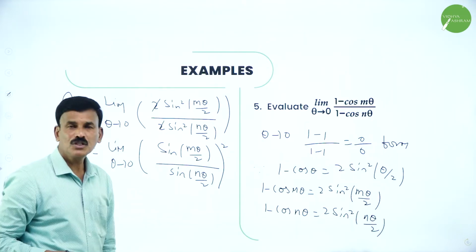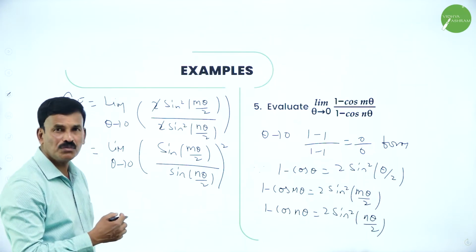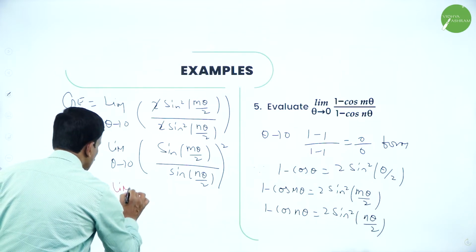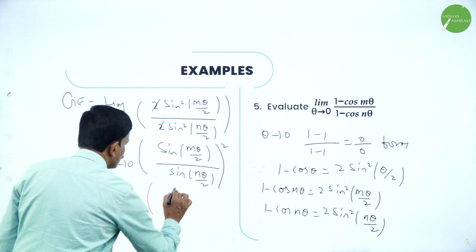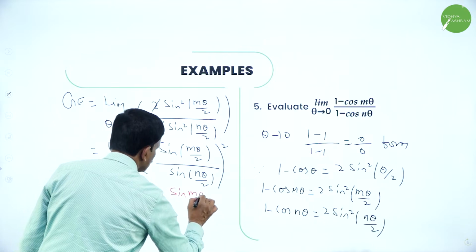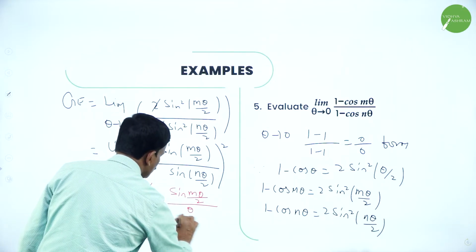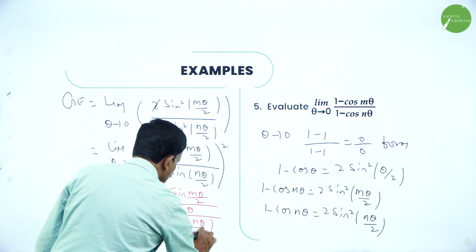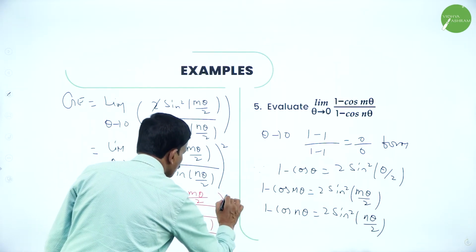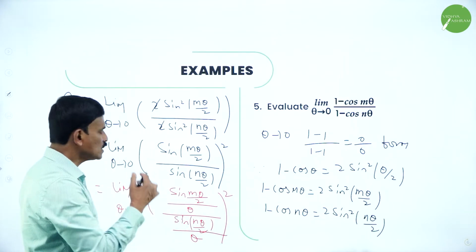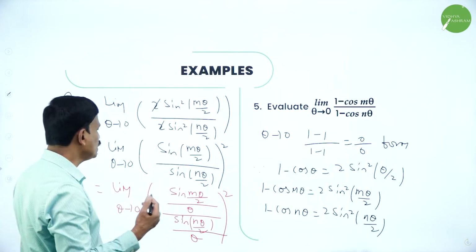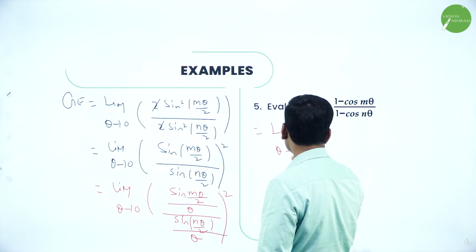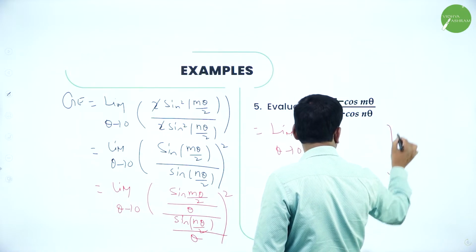That's it. Okay. Now first divide both numerator and denominator by theta. So this can be written as the limit as theta tends to 0 of sin of m theta divided by 2 whole divided by theta, and sin of n theta by 2 whole divided by theta, whole square. Just divide both numerator and denominator by theta. Now this is equal to the limit as theta tends to 0 of the whole square as it is.